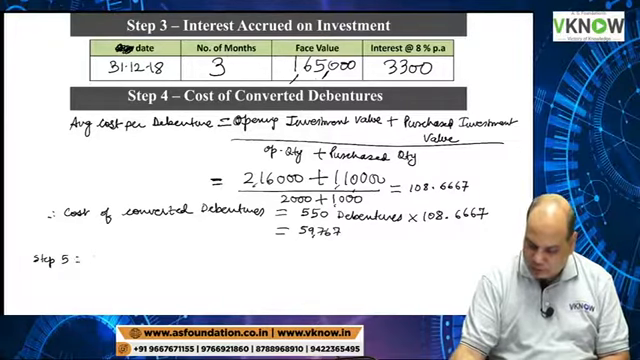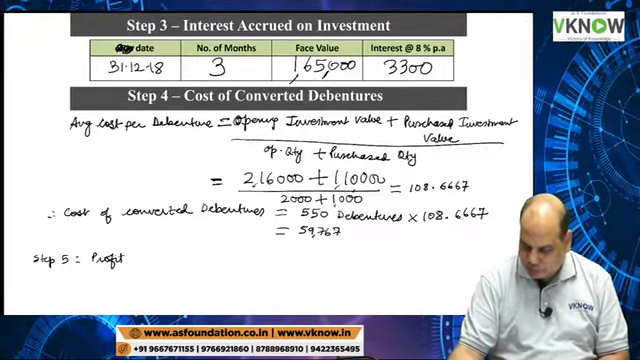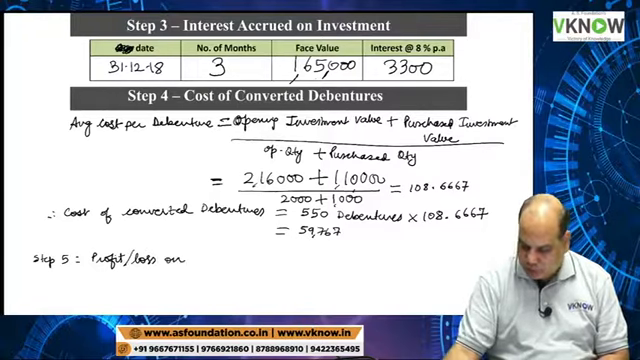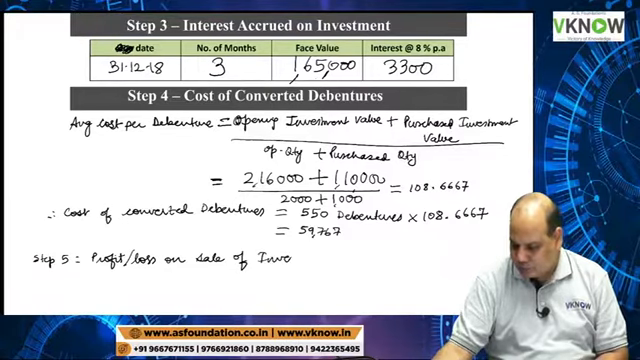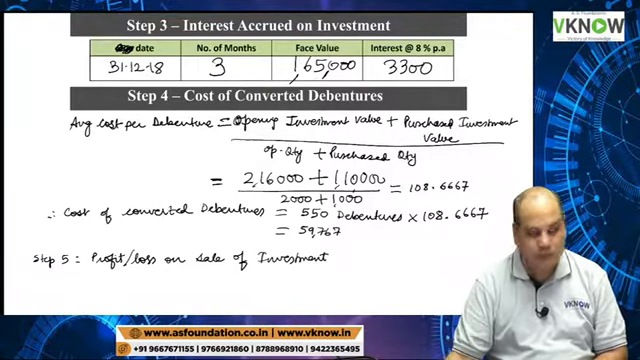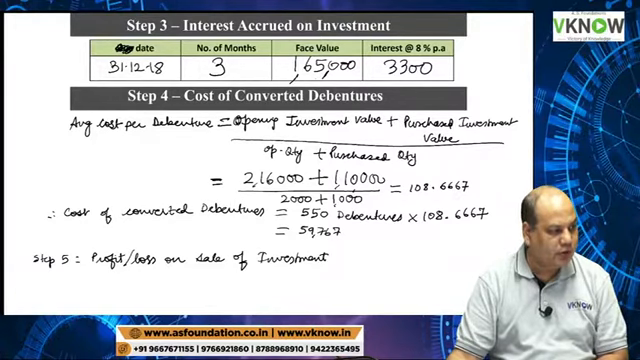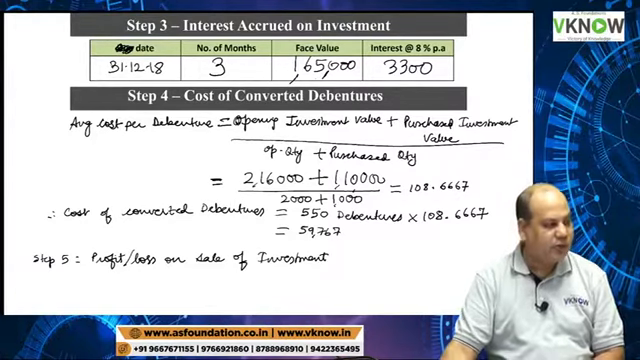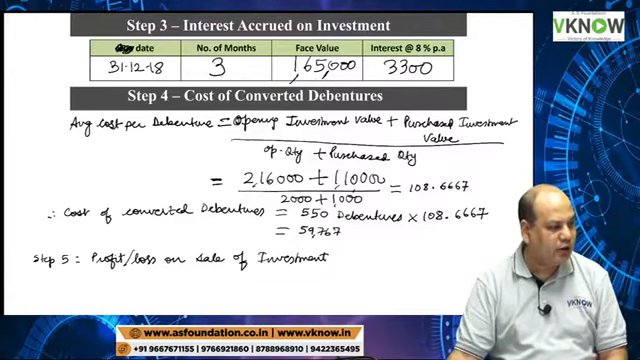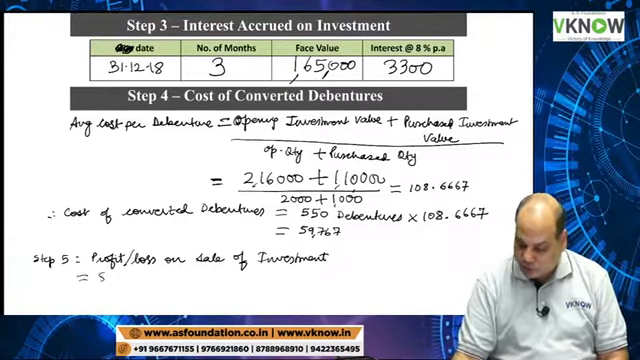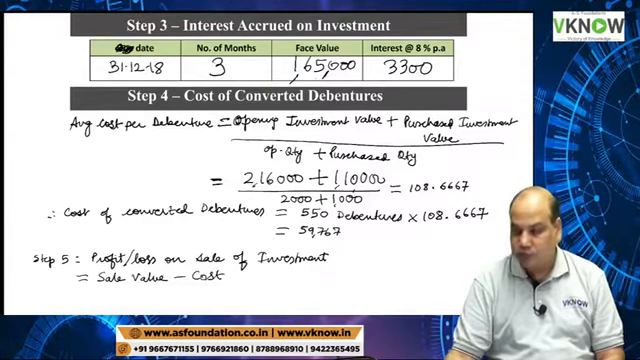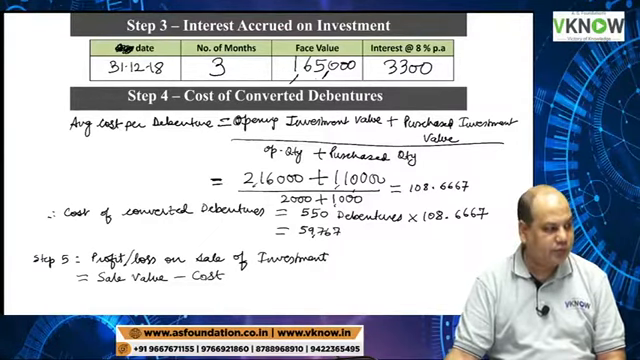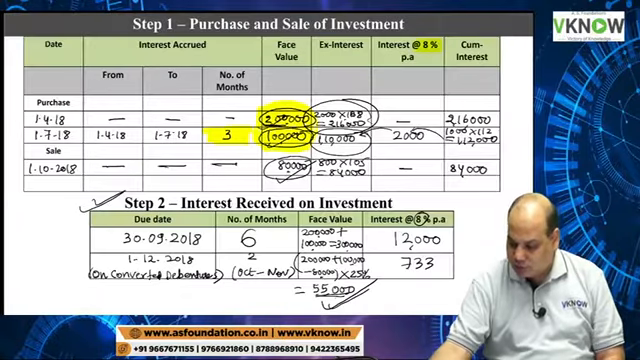Step number 5, write down profit or loss on sale of investment. So 59767 is right. Most of you are getting it. Very good. Profit or loss on sale of investment is sale value less cost.